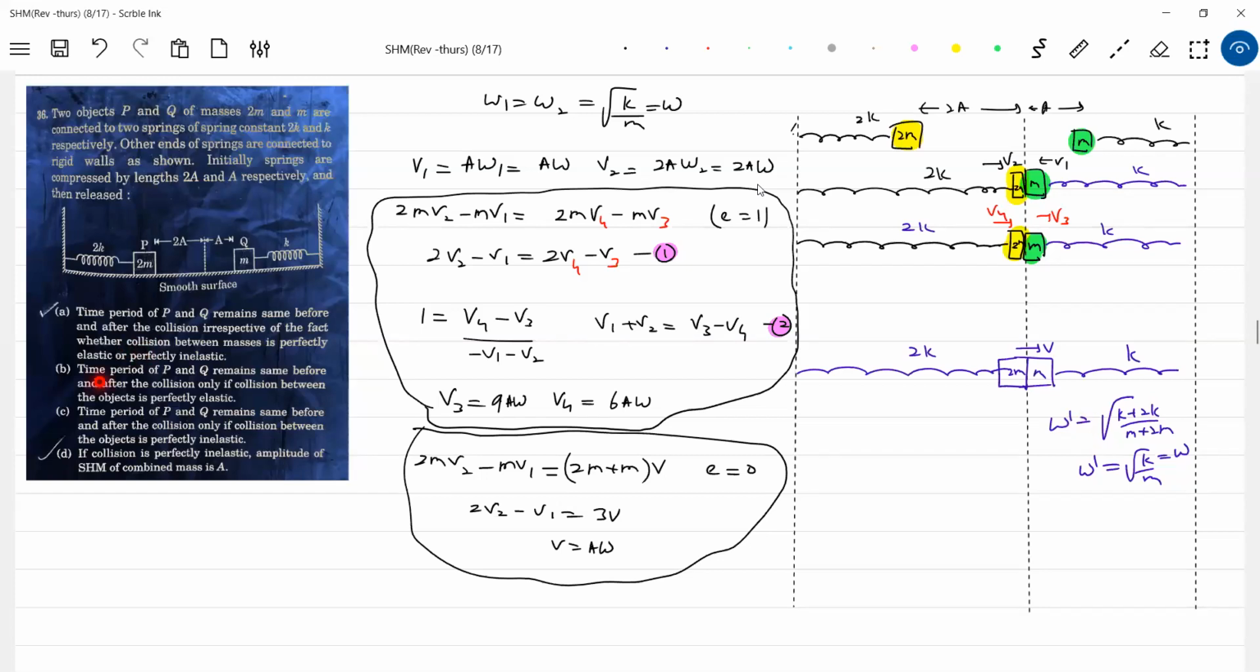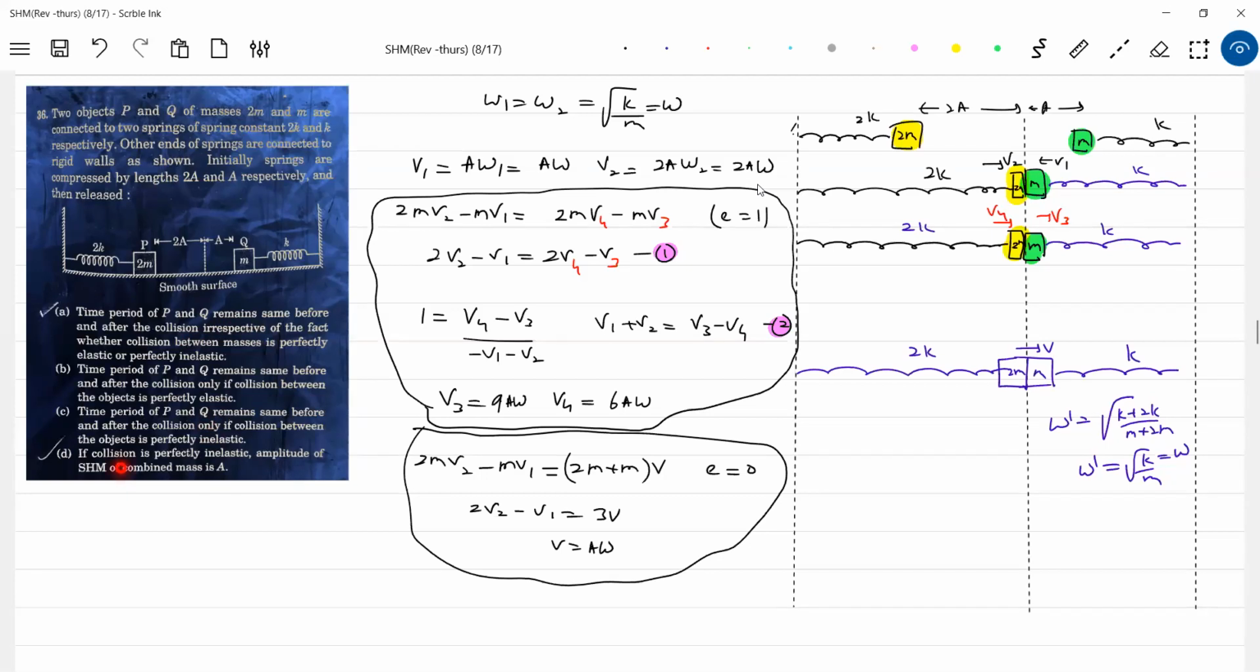No, the time period of P and Q remains the same before and after collision only if the collision between the objects is perfect. I can't pick this. It says "only", no, that's why I'll not pick option B. Option C is also not possible. Only option A I'll pick.